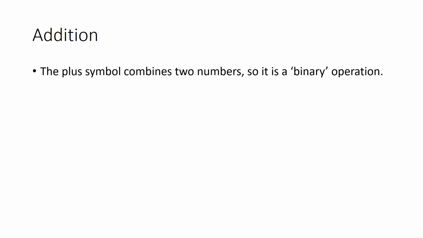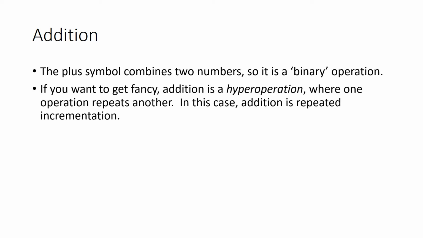Okay, moving on to some more useful operators. There's addition. So the plus symbol combines two different numbers, so that's what we call a binary operator. And technically, it is what we call a hyperoperation. And a hyperoperation is where one operation repeats some other operation.